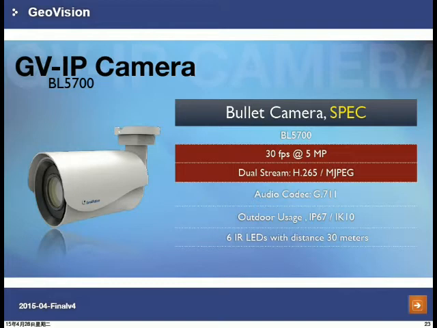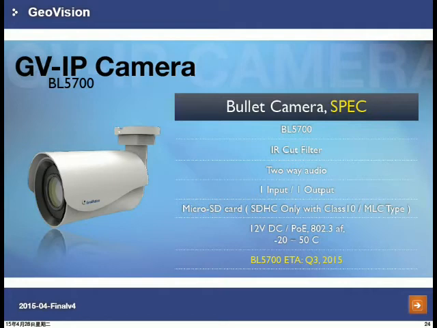It is going to be the first camera with H.265. H.265 is the next generation of video compression technology after H.264. We're going to talk a little bit more about what H.265 is. For the rest of the specs, this camera supports pretty much the same features as other bullet cameras. And this camera is expected to be released in Q3.